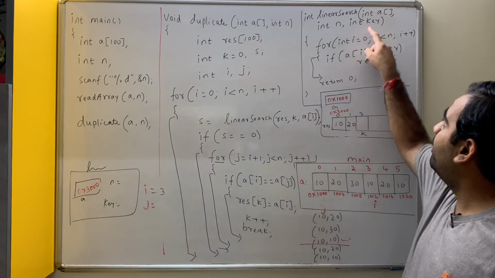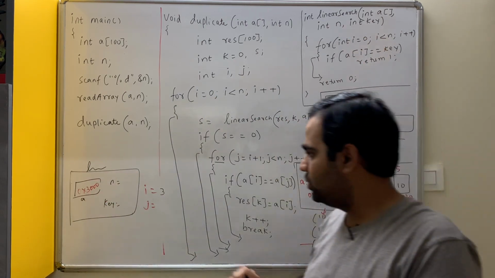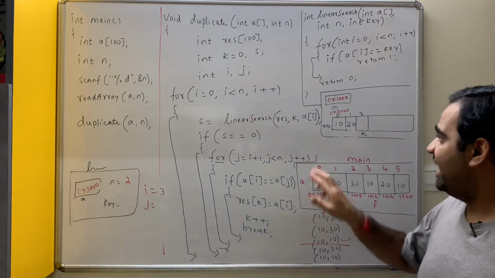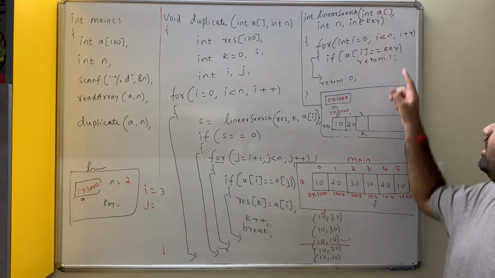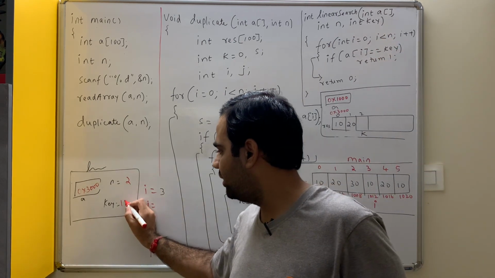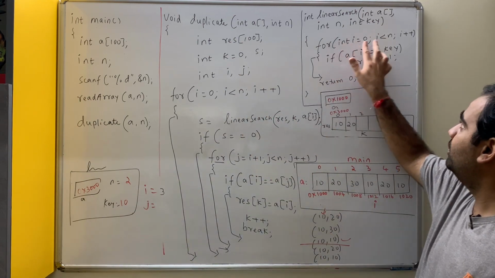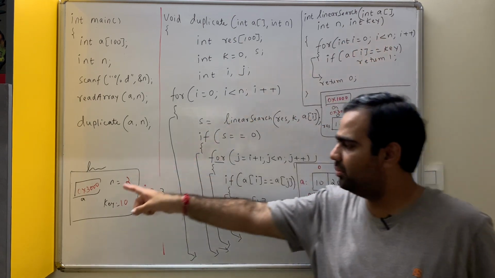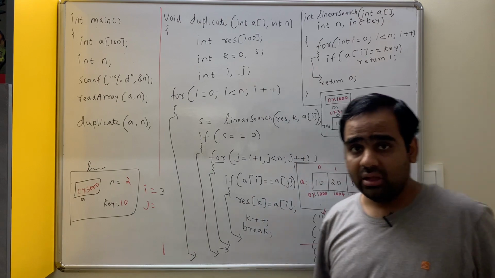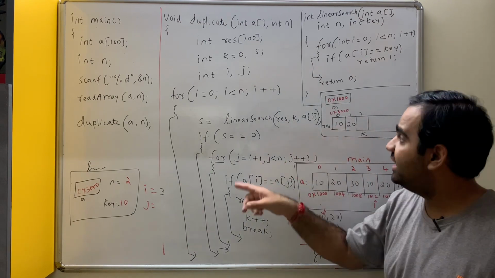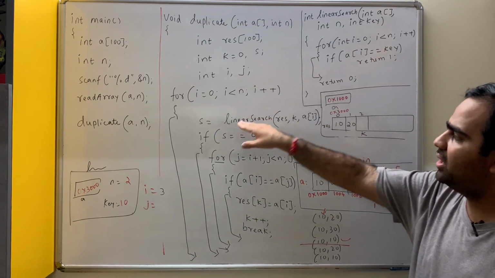K will be copied to n. What is the value of k? It is 2. A of I, what is A of I? 10. 10 will be copied to key. Now check. I is 0, I less than n. A of I is nothing but star of 3000 plus I into D, which is 10. Is 10 equal to 10? Yes sir, you will return 1.